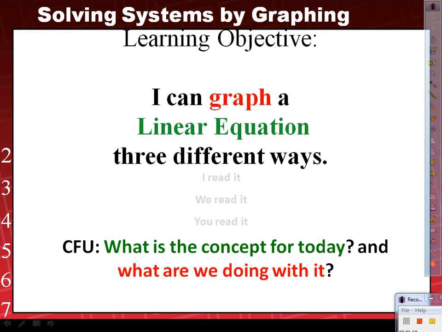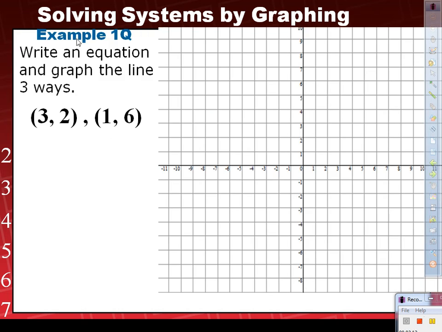Copy this example, please. Example 1Q. Don't do a Ferrer model. Right there where you write the Ferrer model, write this example down. Example 1Q. It reads, write an equation and graph the line three ways. And information given, 2 points, (3, 2) and (1, 6). Copy that, please.